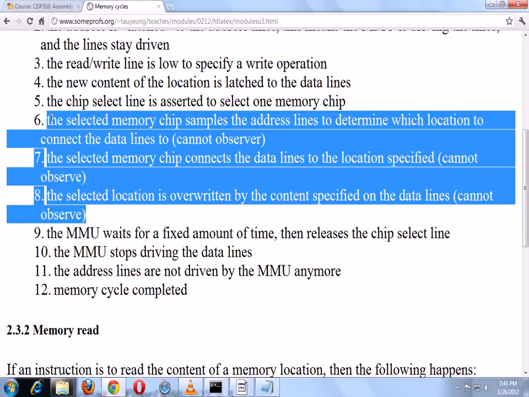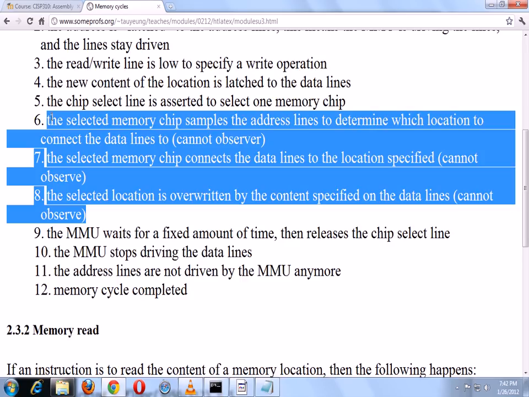If you put an oscilloscope on the chip select line, yes, you will see the voltage change at step number 5. But after step number 5, in steps 6, 7, and 8, there's no observable output from the external point of view, because everything is happening inside the memory chip. The MMU has no idea when the memory chip is done writing to that memory location.